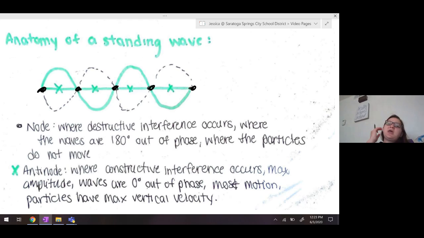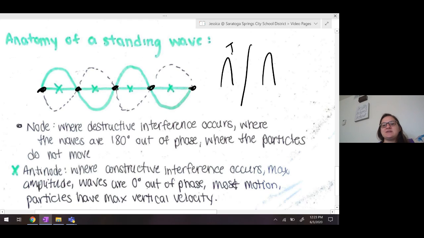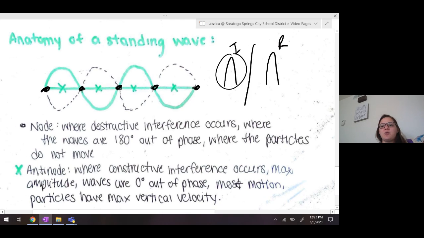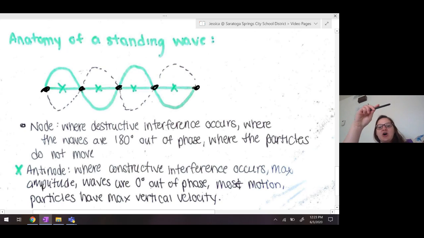Okay. And then we have the green X's, which represent, like I said before, antinodes. These are where the 2 waves are constructively interfering. So they're considered to be 0 degrees out of phase. They both look exactly the same. So if this is the incoming wave and this is the reflected wave, those 2 things would combine to give us an antinode. Okay. So this is where the most vertical motion of a particle is going to occur, where they have the maximum velocity. They're flipping up and down, up and down, up and down.